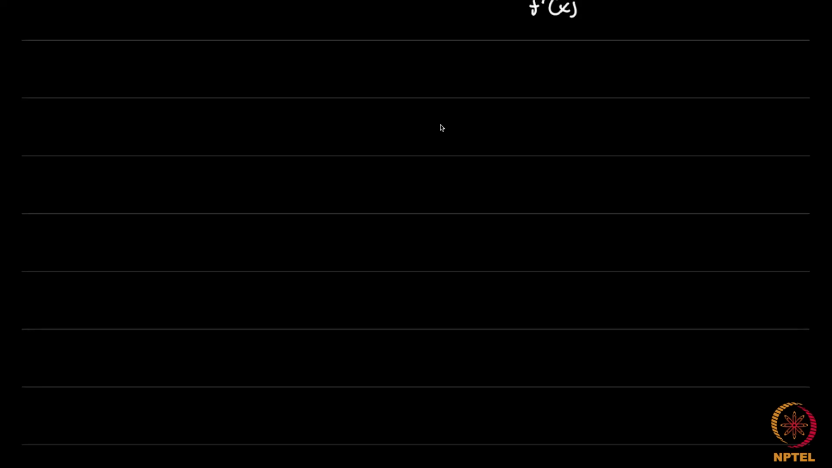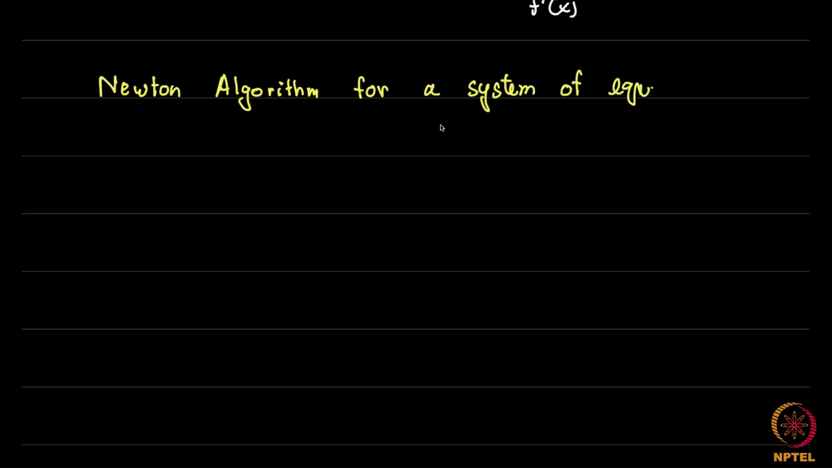So we can now look at Newton-Raphson or Newton algorithm for a system of equations. So let's say we have 2 equations in 2 unknowns. So let's take an example. An example makes things much easier.